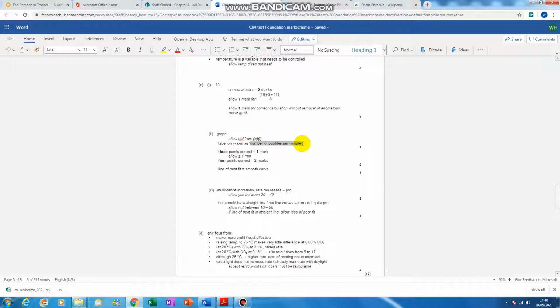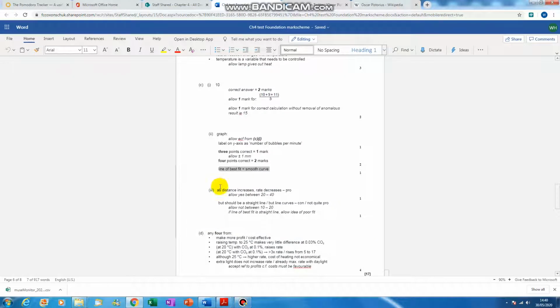As long as you've got number of bubbles per minute on the y-axis, you get a mark. If you got 3 out of 4 correct to the nearest small square, you get a mark. If you got all 4 correct, you get 2 marks. In this case, all they were looking for was a smooth curve to recognize it wasn't linear. Linear means a straight line, by the way.